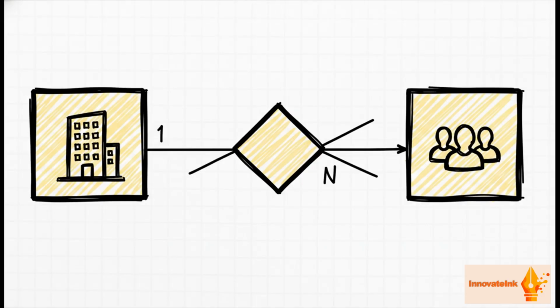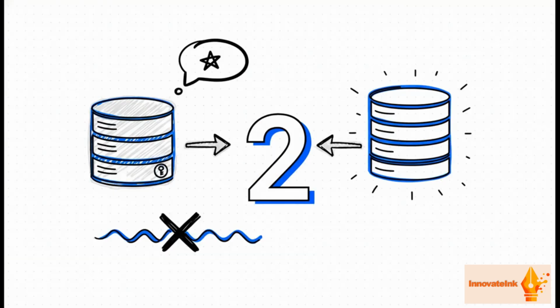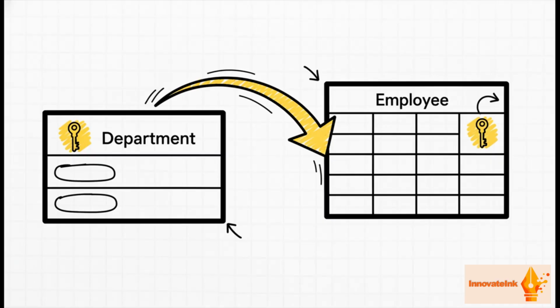Okay, so that's the many-to-many case. Now let's look at something a little simpler, and honestly a lot more common, the one-to-many relationship. Again, think department and its employees. Now in this case, we get to be more efficient. We don't need that 3rd table in the middle. For one-to-many, you only need 2 tables. That's it.